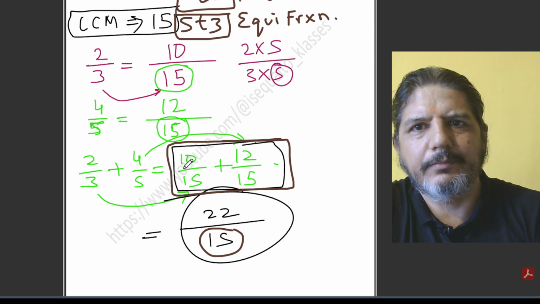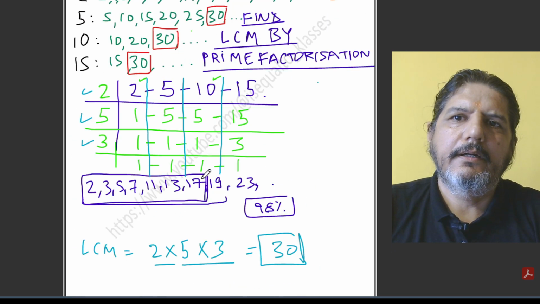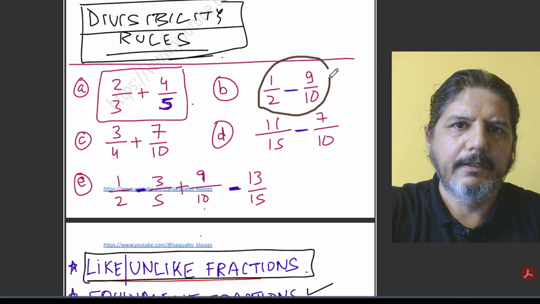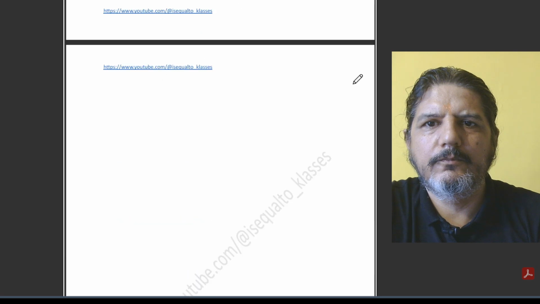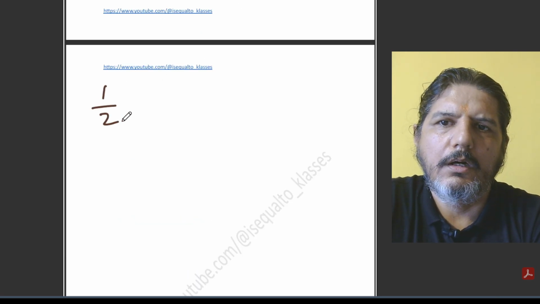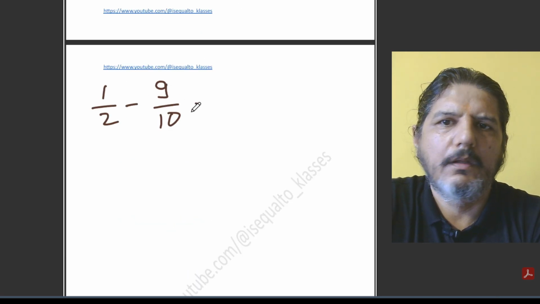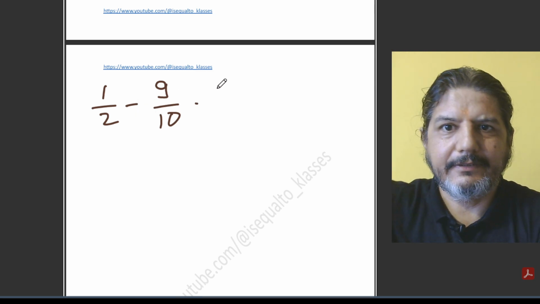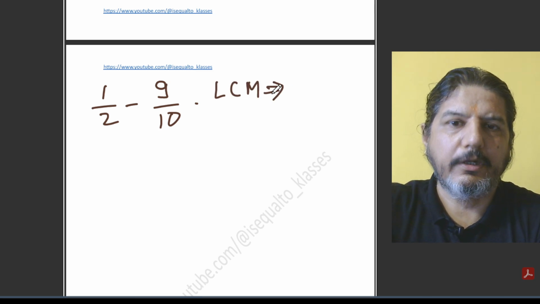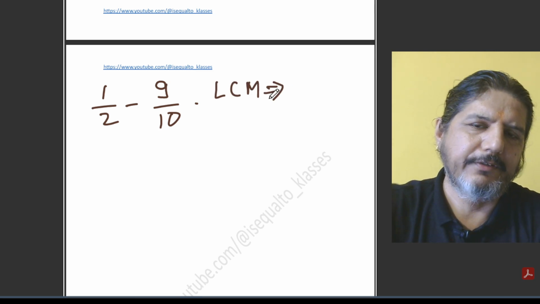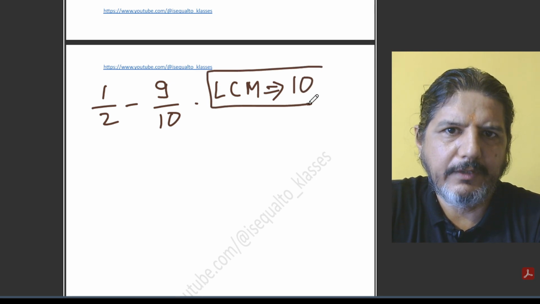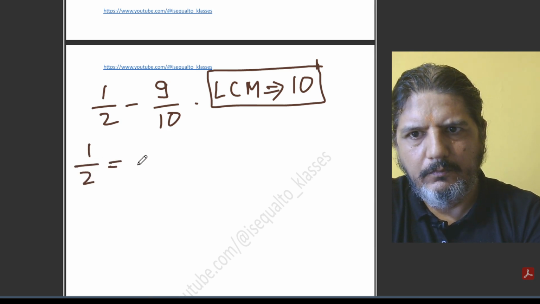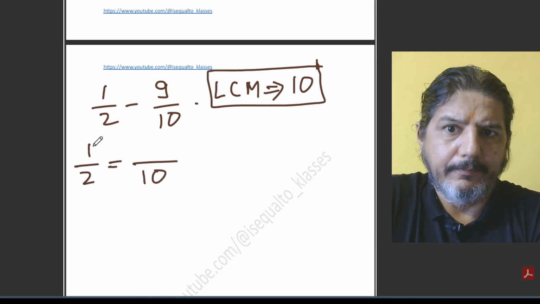Let me explain with another example: half minus 9 by 10. So I want to convert these into like fractions. For like fractions, I have to take the LCM. I have taken the LCM; you can look at it in the PDF, which would be in the comment section. The LCM is 10. So I have to find the equivalent fraction of half whose denominator is 10. So 2 5s are 10, so 1 into 5 would be 5.